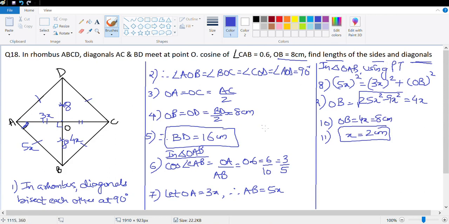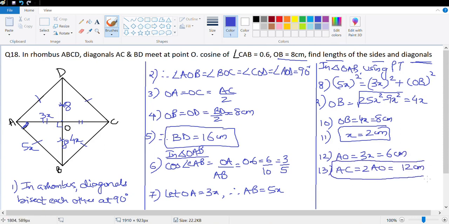We need to calculate the diagonal. We've calculated one diagonal. We need to calculate the other diagonal. So AO would be 3x, which is 6 centimeter. We know AC is equal to 2 times AO, which means it would be 12 centimeter. So the second diagonal is 12. First diagonal was 16. All sides are equal. So AB is equal to 5x, which is 5 into 2, 10 centimeter. So the length of the sides is 10 centimeter and the diagonals are 12 centimeter and 16 centimeter.